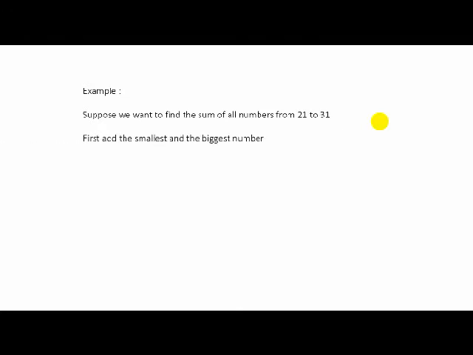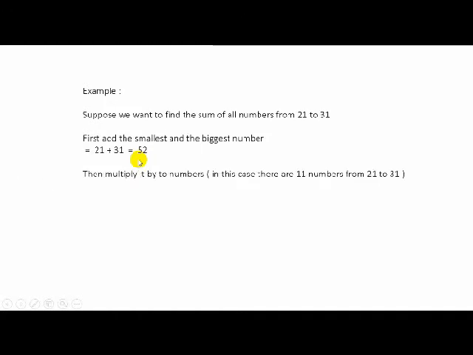Just take the example. Here, suppose we want to find the sum of all numbers from 21 to 31. So first add the smallest and the biggest number. Smallest number is 21 and the biggest number is 31. So the sum will be equal to 52.